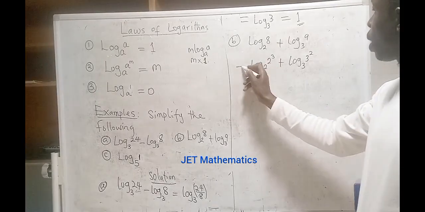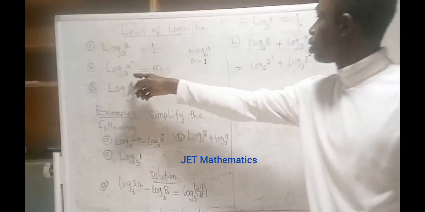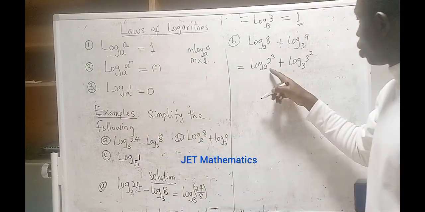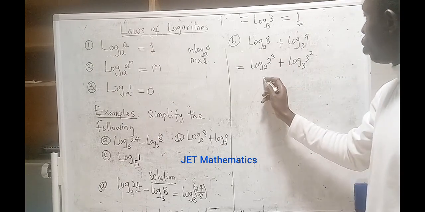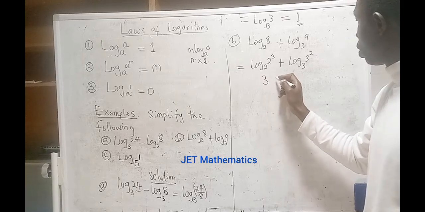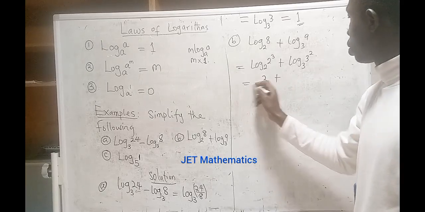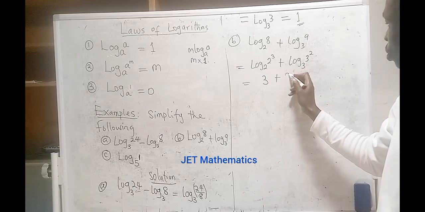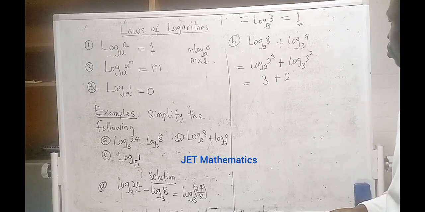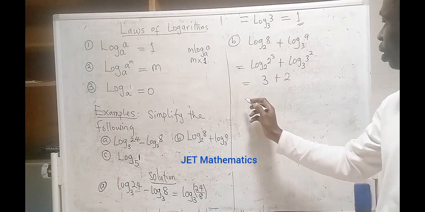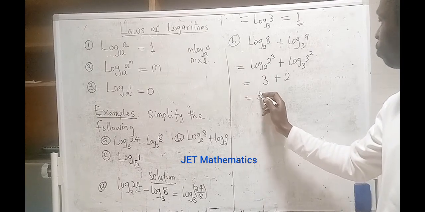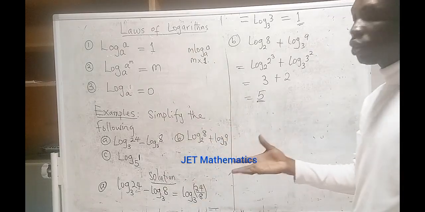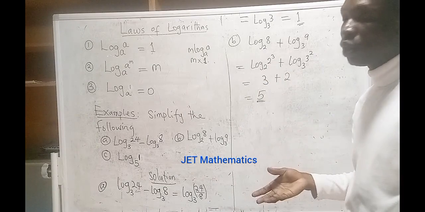So now we can apply this, where you have log a to the power m is equal to m. So here we have 2 to the power 3 will be equal to 3, plus, and here we have 3 squared will be equal to 2. Okay, and then this gives me 5. Pretty easy, right? So you get yourself familiar with the laws and try to simplify your problems, and then you get results very easy.